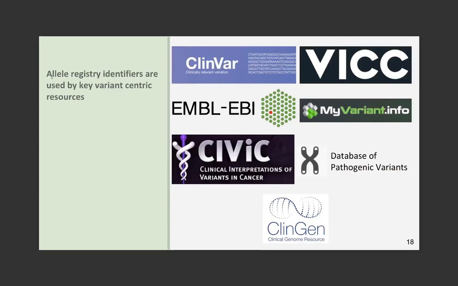And I would just like to highlight that the Allele Registry is a very valuable resource, and the identifier provided by the Allele Registry has already been used by various resources like ClinVar, EMBL, CIViC, and of course, the first use case was the ClinGen database of pathogenic variants, myvariant.info and the VICC consortium. That's something good that shows the usefulness of the Allele Registry identifiers.